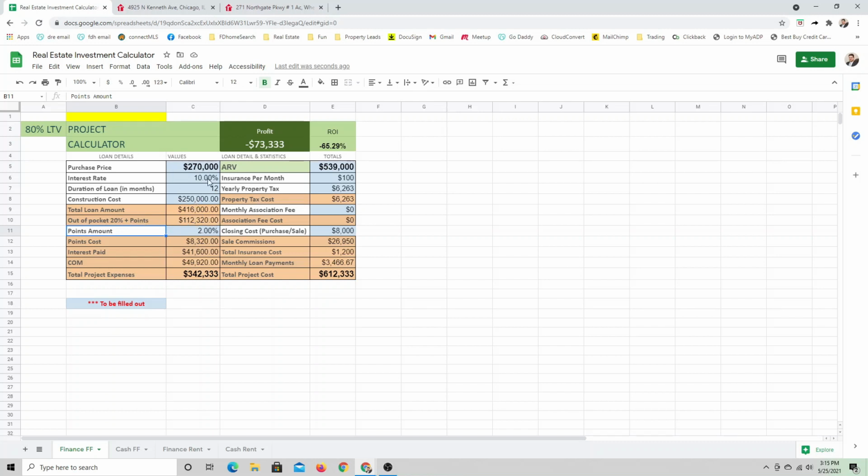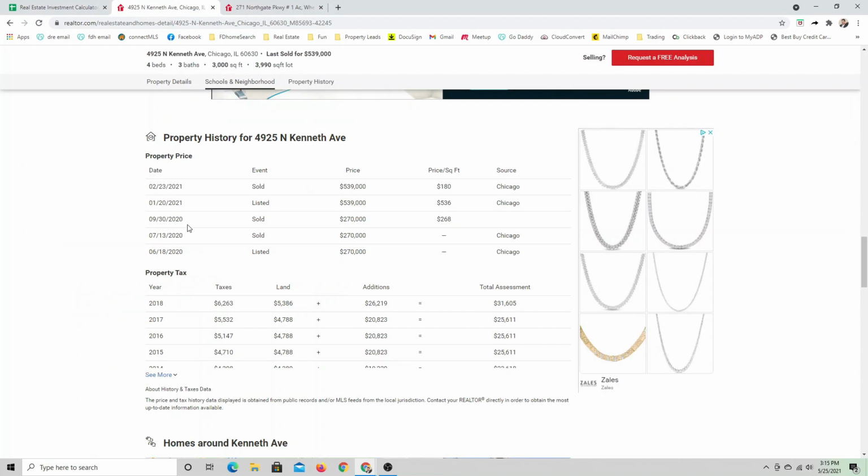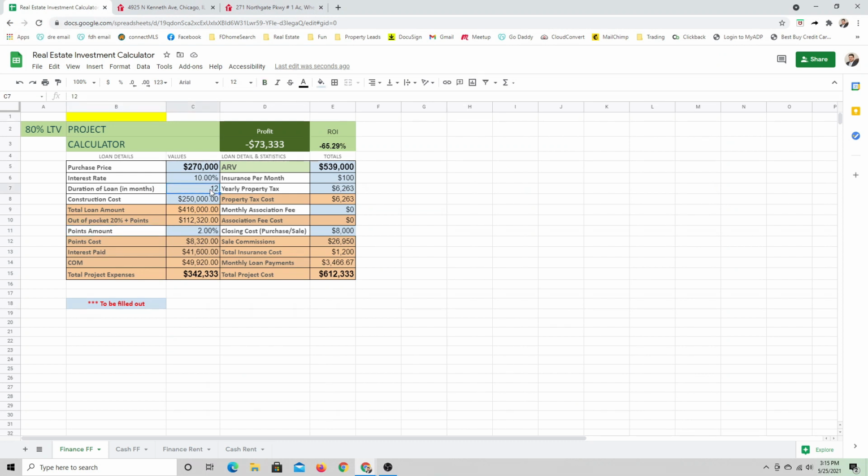We need to alter some things first. So the duration of the loan. They bought the property 09/30 and sold it 02/23. Let's say roughly 6 months. It's a little bit less than that, but we'll change it to 6 months.